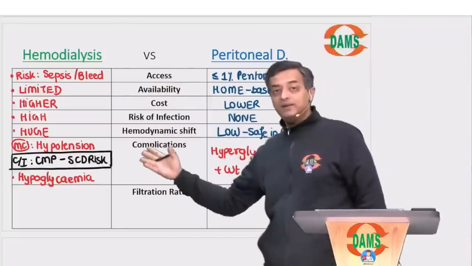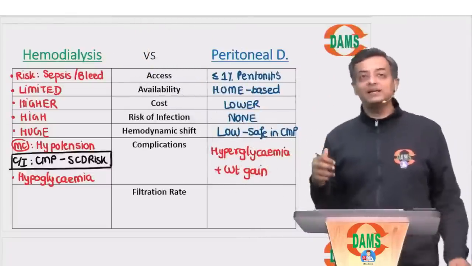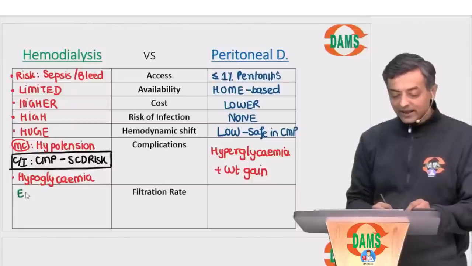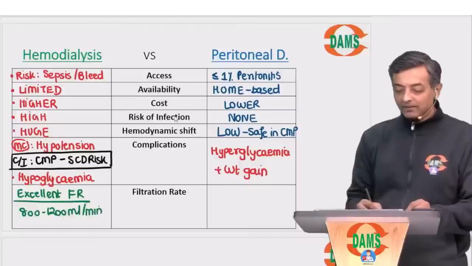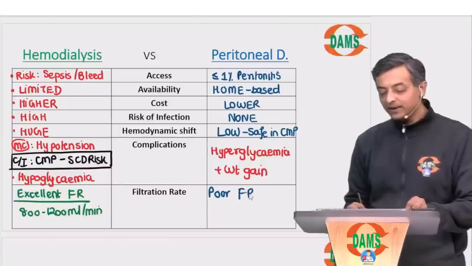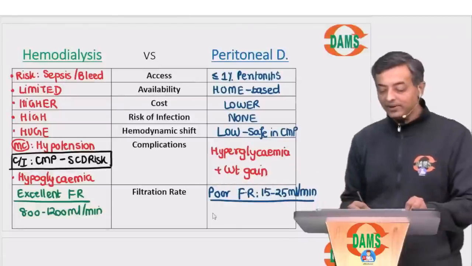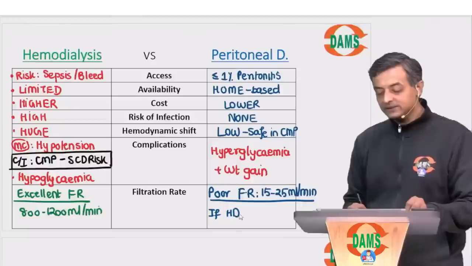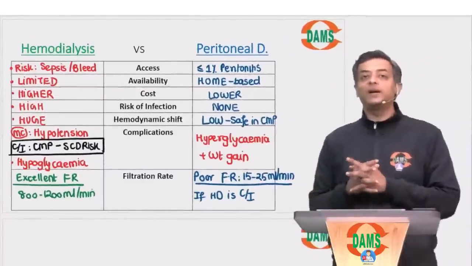This one is all red. But which one to choose? It remains hemodialysis only. Why? Because it offers an excellent filtration rate of 800 to 1200 ml per minute. While peritoneal dialysis, in spite of offering better advantages, offers a poor filtration rate of 15 to 25 ml per minute only. That is why the first choice is hemodialysis. Peritoneal is done only if hemodialysis is contraindicated or unavailable. Then only you will go for peritoneal dialysis.